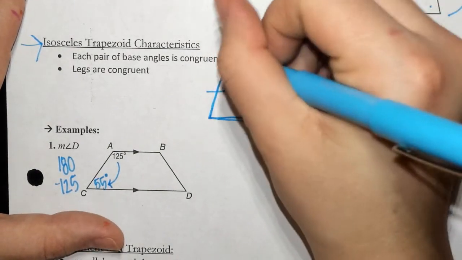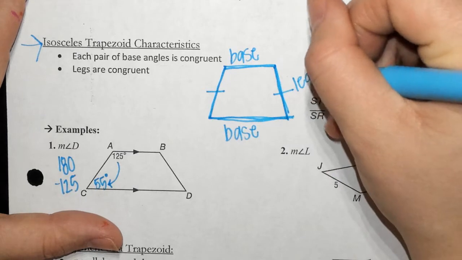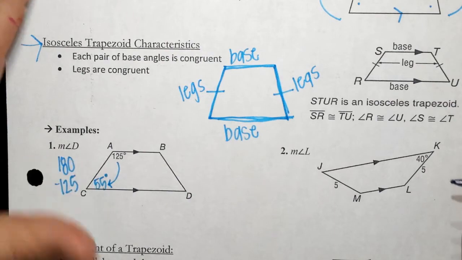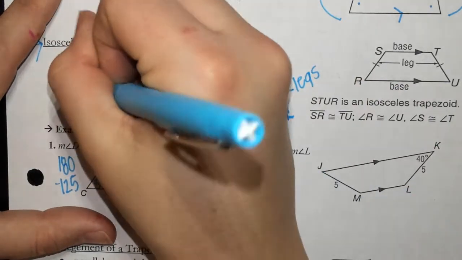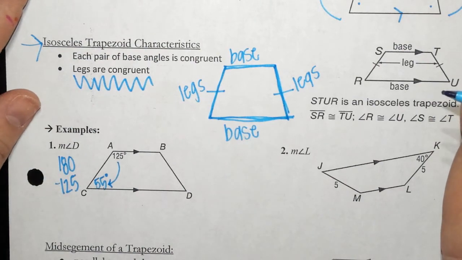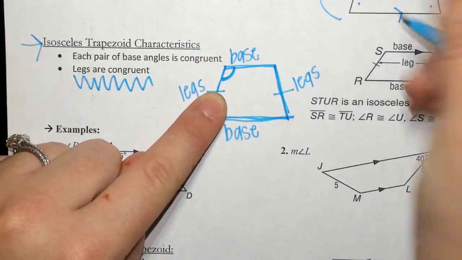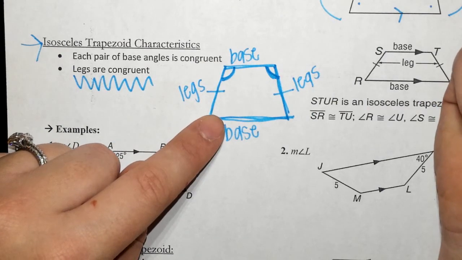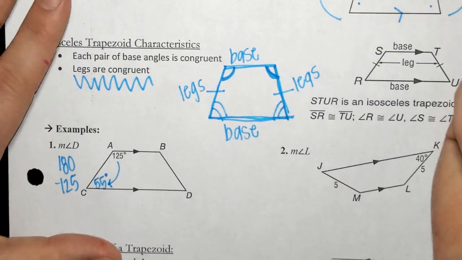There's a base, so this is a top base, and this is a bottom base, and then you have your legs. So the legs are the ones that are keeping it up, the base is the one that's on the floor. Okay? If your legs are the same, if your legs are congruent, then it's an isosceles trapezoid. And why that's important is because if it's an isosceles trapezoid, whatever this angle is, this one is the same thing. And whatever this angle is, this one is the same thing.